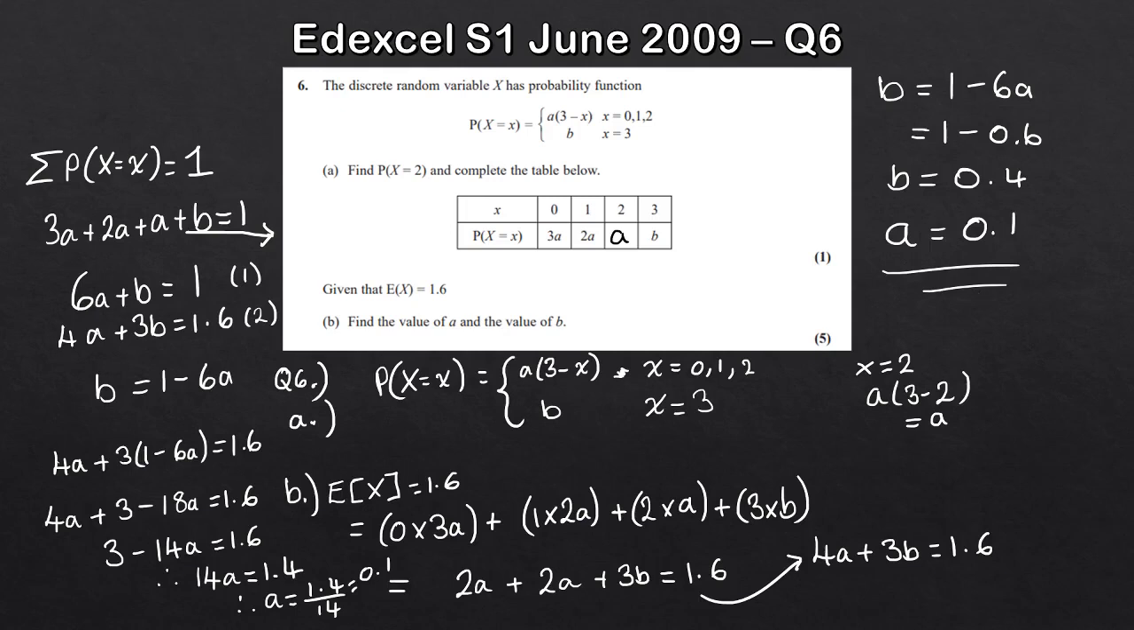So that's 6 marks in total. Hopefully not too bad there. So that's question 2 done. Let's take a look at another one. This one is quite a short one.